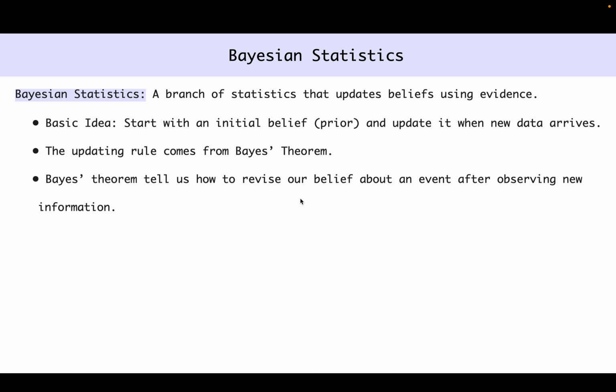So the basic idea is, based upon the information we have, we postulate something as an initial belief or the prior, and we update this belief based upon the new evidence which we obtain through the new data. And this updating happens through a famous probability theorem called Bayes theorem. Bayes theorem tells us how to revise our beliefs about an event after observing new information. So let us see mathematically how this happens.